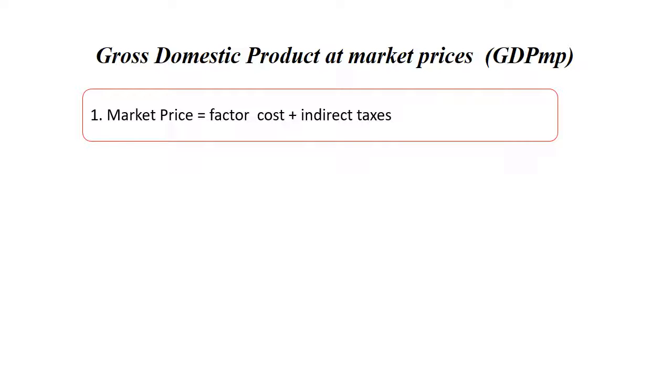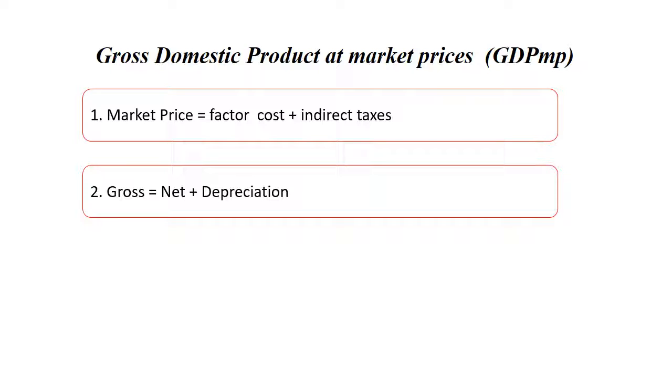The first one is a relationship between market price, the price you pay as consumers, and factor cost. And factor cost is the cost of producing and selling a good. And the difference between these two is indirect taxes, the taxes that are levied on the expenditure side, like sales tax. So market price is equal to factor cost plus indirect taxes.